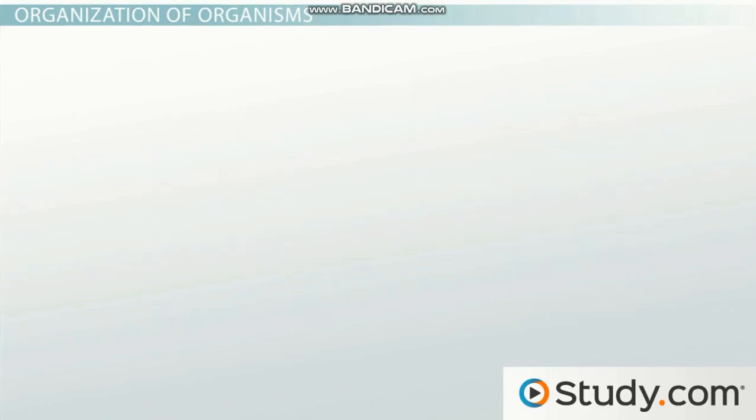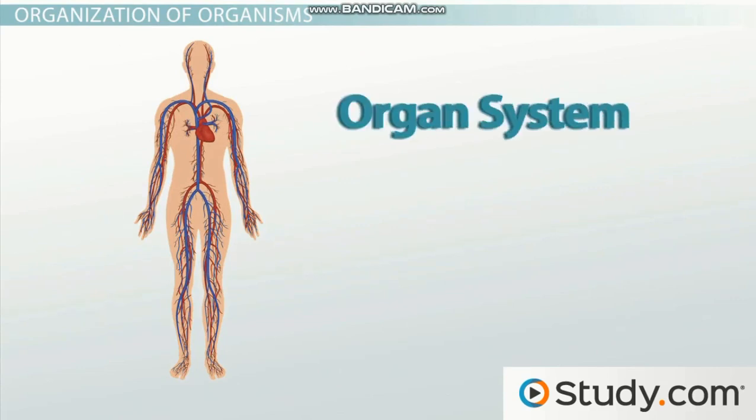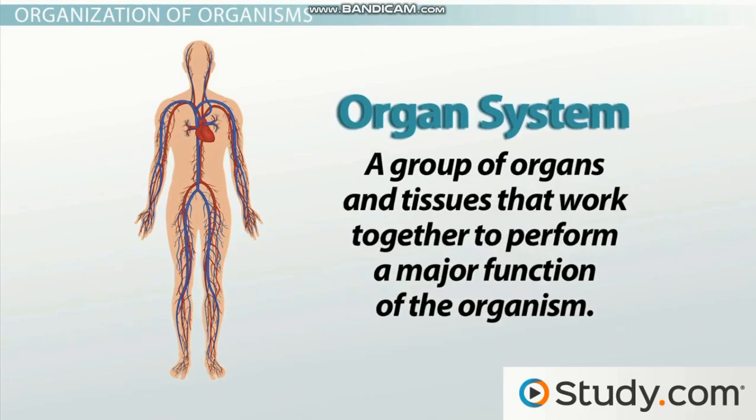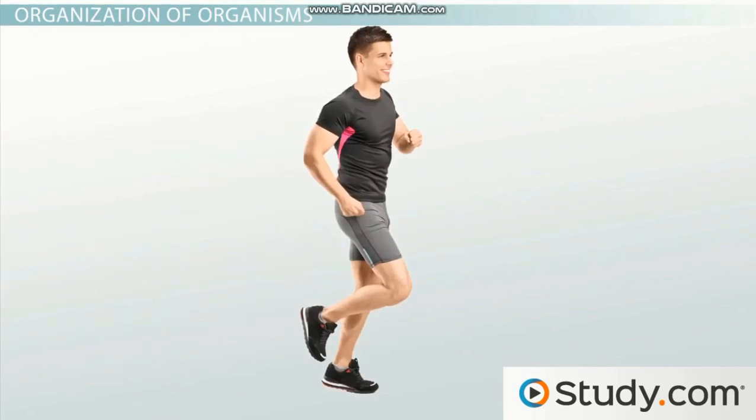But we're not done yet. There's another level of organization above organs, and that is the organ system, which is a group of organs and tissues that work together to perform the major function of the organism. Let's go back to our heart example. The heart is one organ within the circulatory system, which is composed of the heart, blood vessels, and blood. The heart pumps blood, but the whole circulatory system working together circulates blood throughout the body. And finally, the last level of organization is the organism itself, which as a whole is capable of all essential functions.